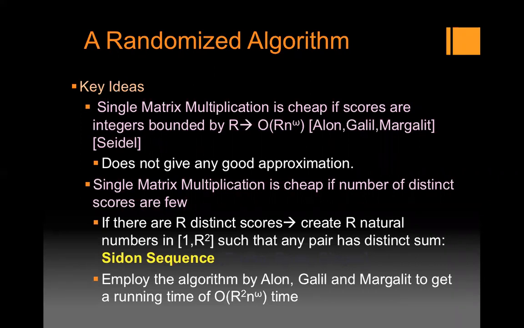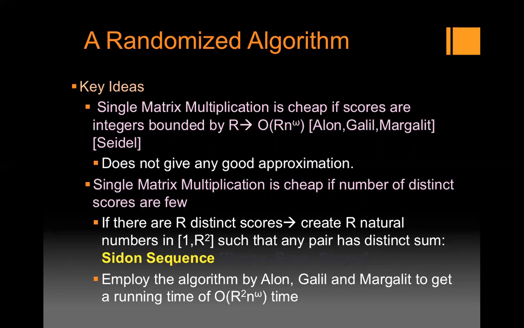But then here comes another observation. When you are computing this min-plus product, your entries may be large, but if you do not have too many distinct entries in a particular row or particular column, then you can still compute the matrix product fast. So suppose there are capital R distinct scores, then from that you can create numbers in the range 1 to R squared, and you can map these different scores into this range, using what are known as Sidon sequences, so that when you look at any pair, their sums will be distinct. So from that, you can basically recover what was the original entry. And then once you have done this mapping, you can employ the algorithm by Alon, Galil and Margalit, because all the entries are now bounded from 1 to R squared, and get an algorithm that runs in time R squared times n to the omega. So we can even compute the min-plus product fast when there are not too many distinct entries.